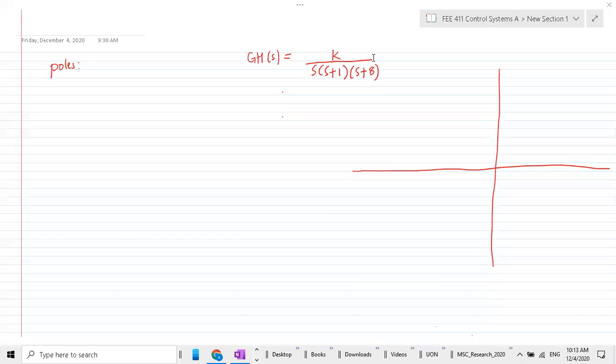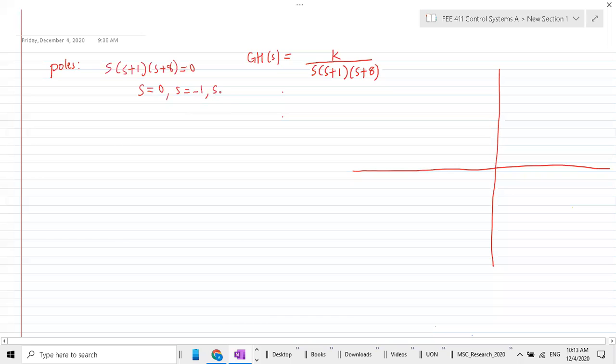For me to get the poles, maybe some people don't know, you just equate the denominator to 0. So you say S plus 1, S plus 8 is equal to 0. And then from here, it is clear that one is S equals 0, another one is minus 1, and another one is minus 8. So these are the poles. You equate the denominator to 0 and then get the roots of it.